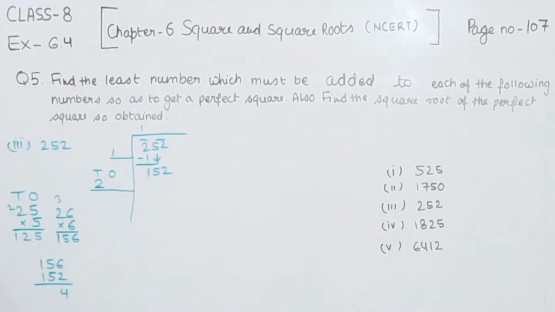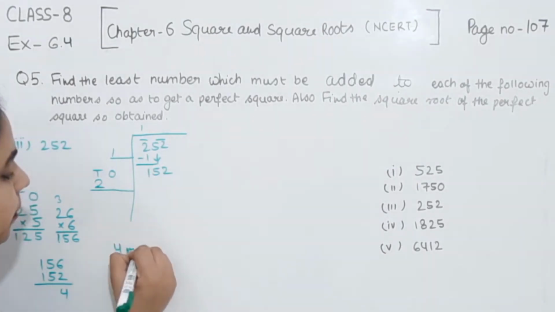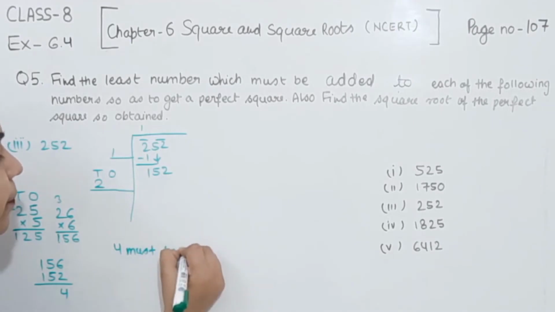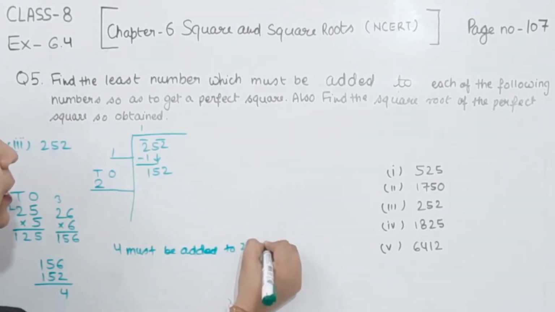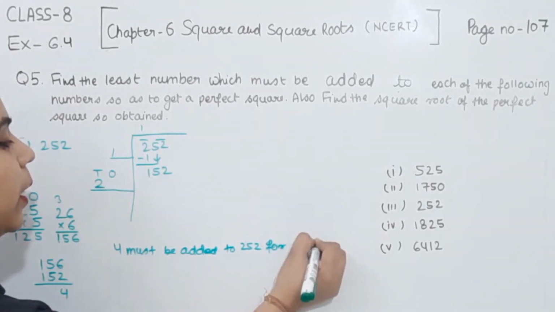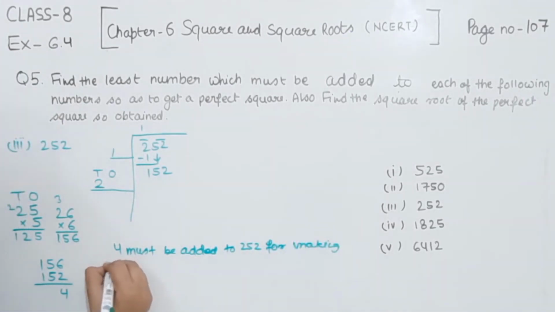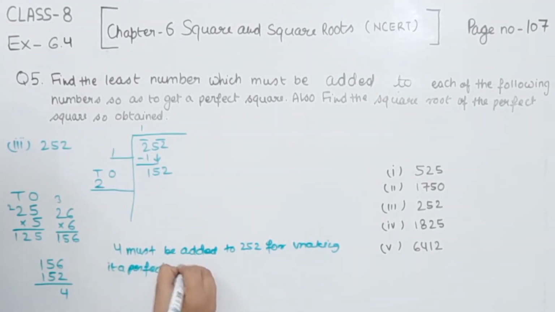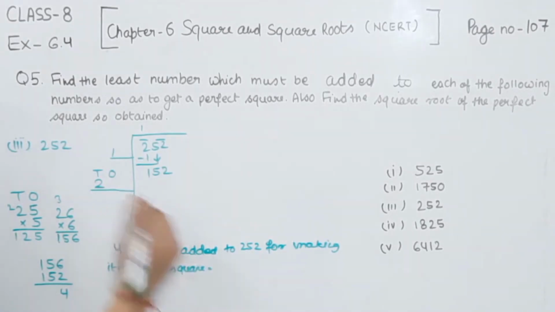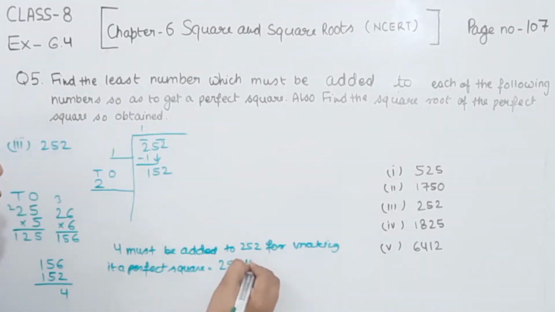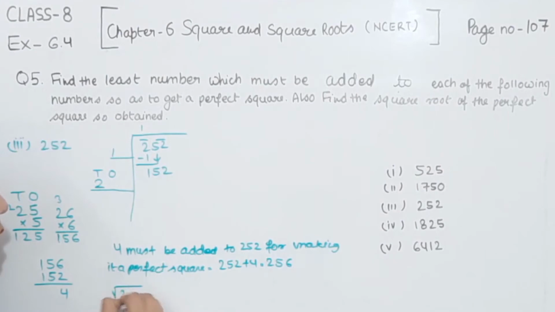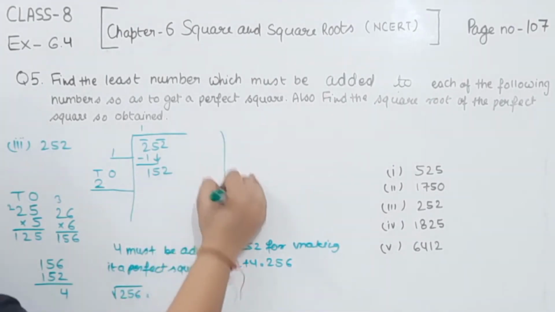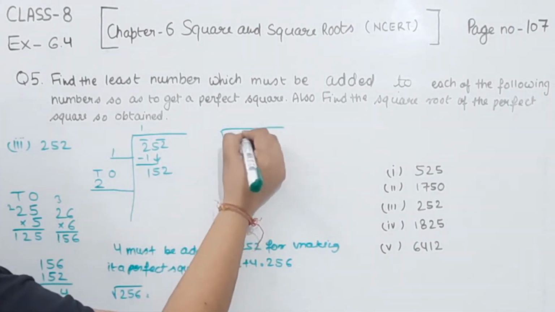So we are going to write here: 4 must be added to 252 for making it a perfect square. So we are going to write here 252 plus 4 we are having as 256. Now root 256 is equal to, we are going to find root 256.